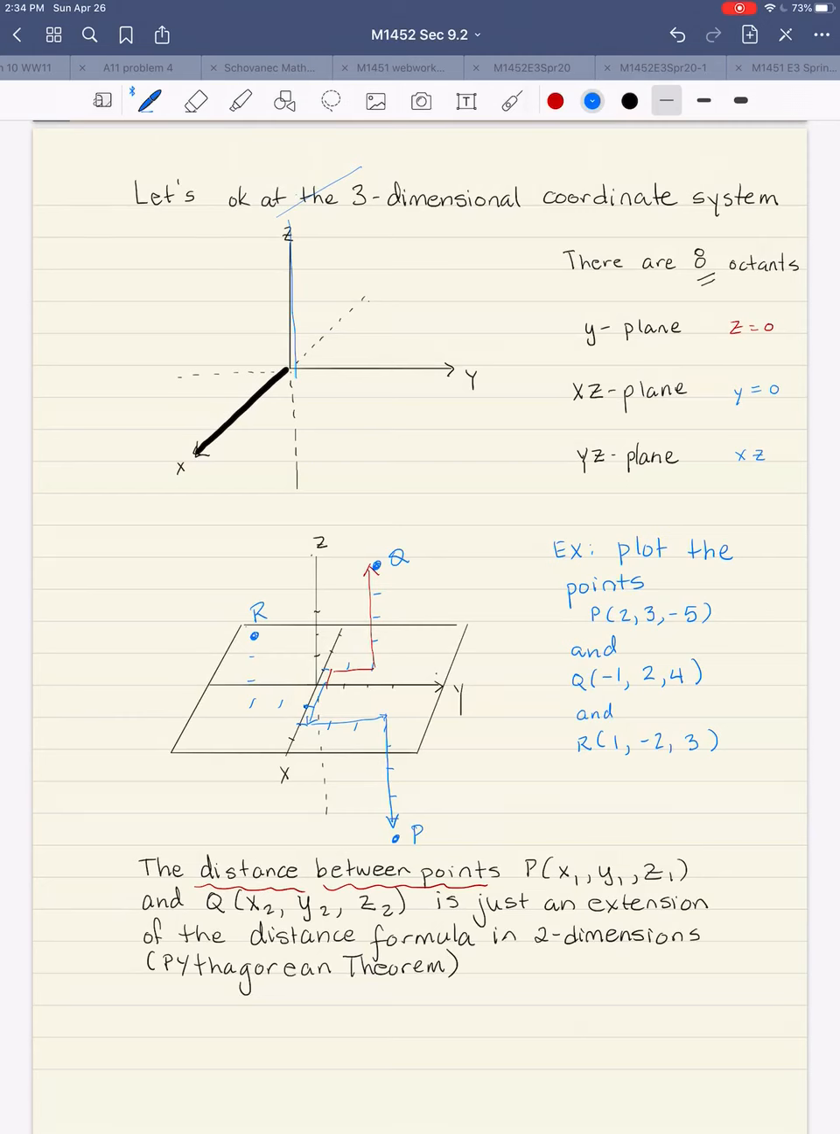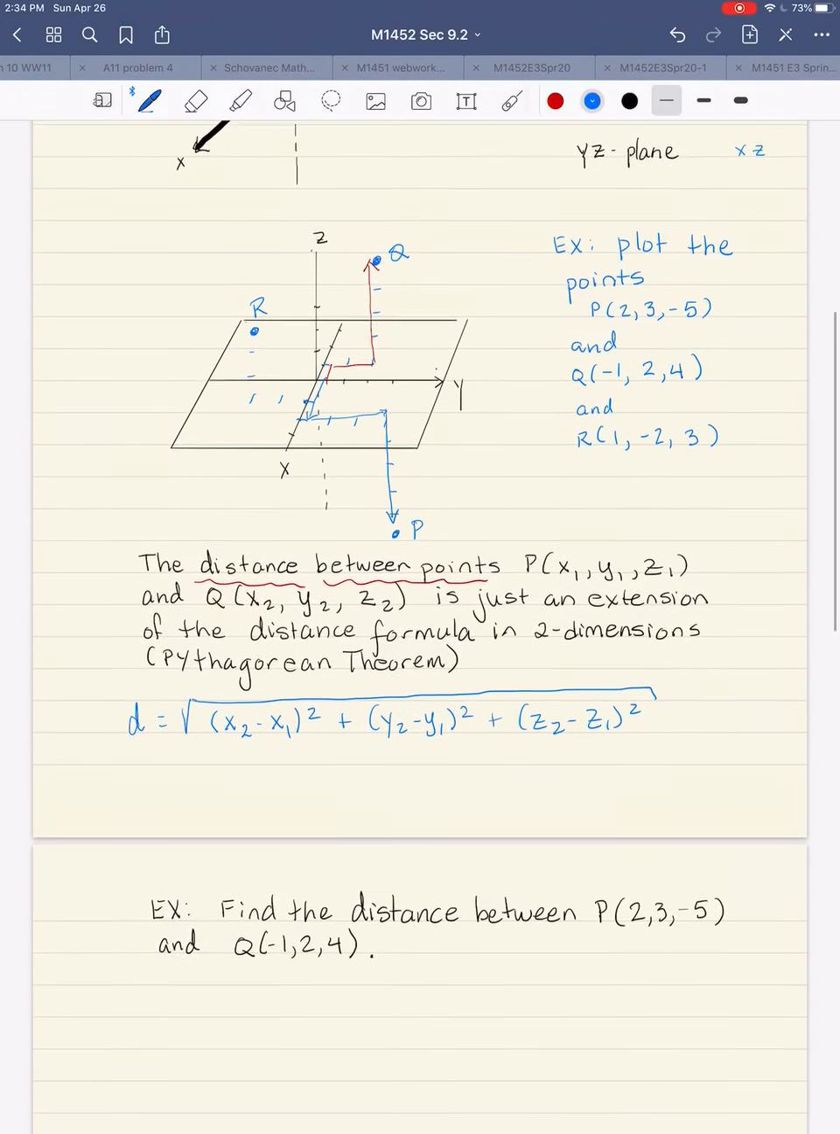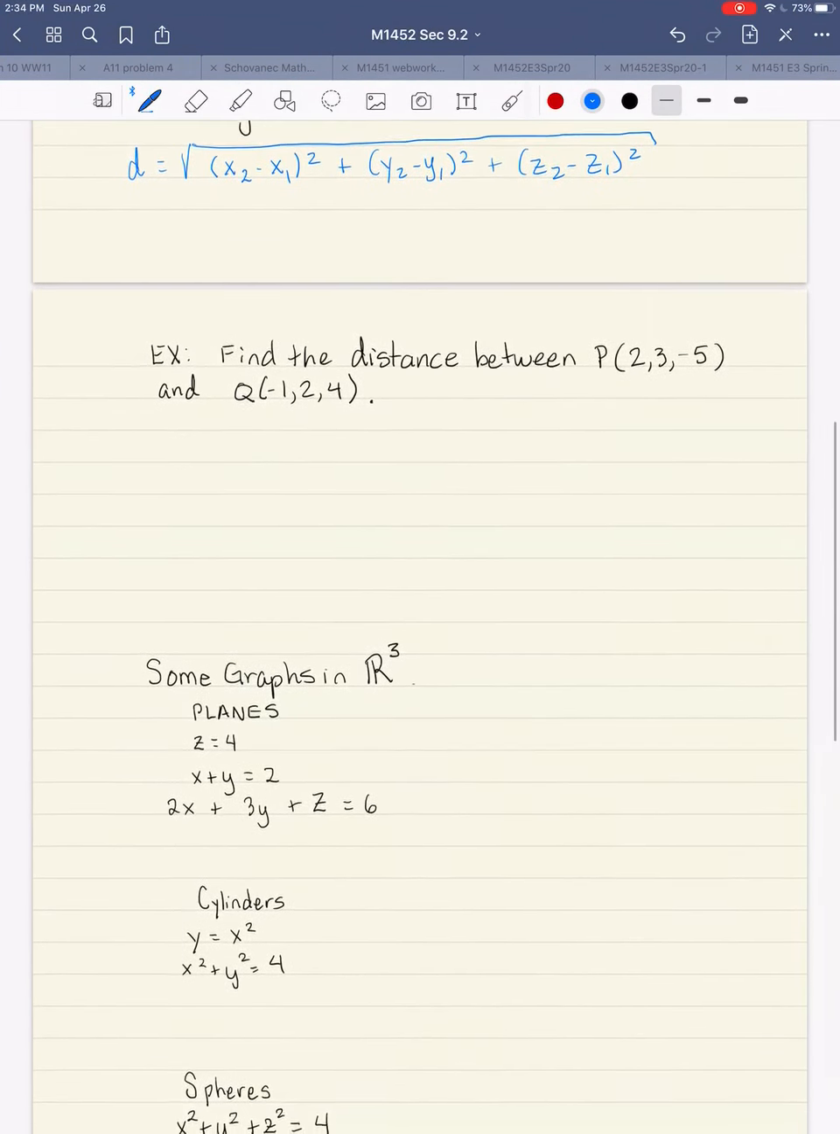We can find the distance between points by using the same distance formula that we had in 2 dimensions and just extend it to 3 dimensions. It's the Pythagorean Theorem, where the distance is going to be the square root of the distances between each coordinate squared. So x2 minus x1 squared plus y2 minus y1 squared plus z2 minus z1 squared, all under the square root sign. So distance is going to be positive.